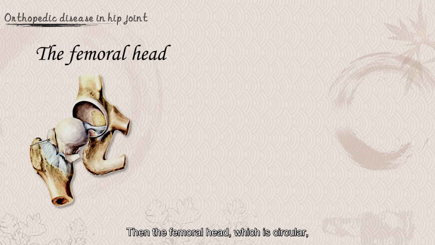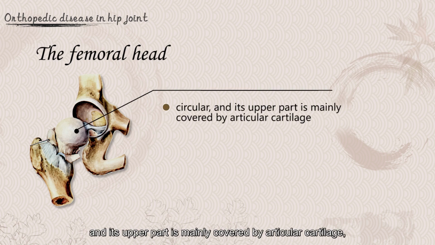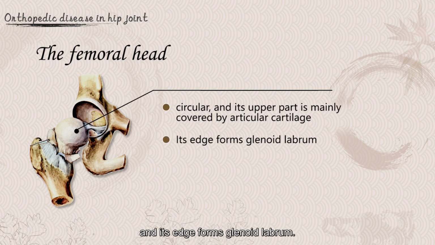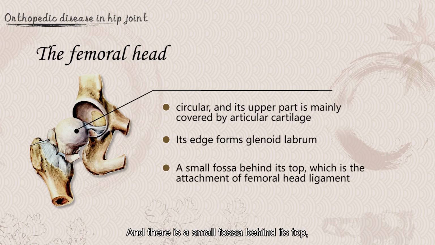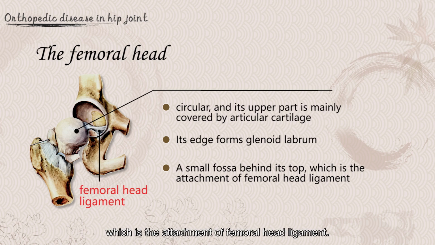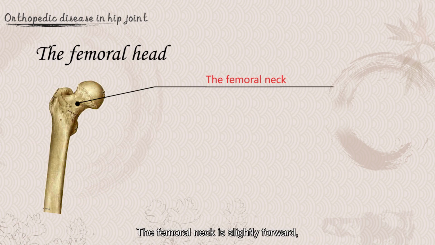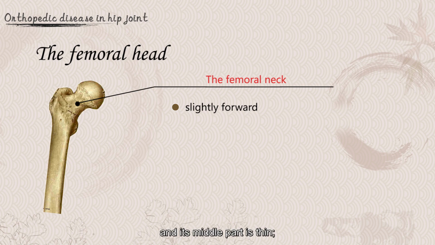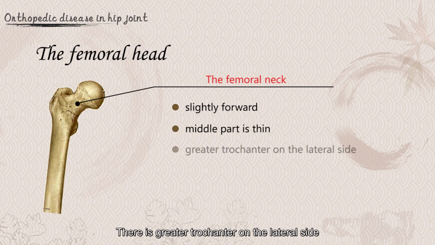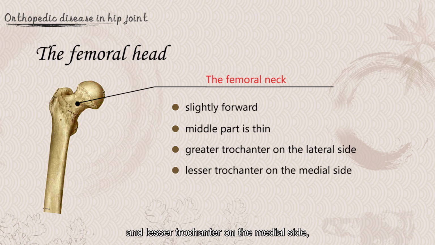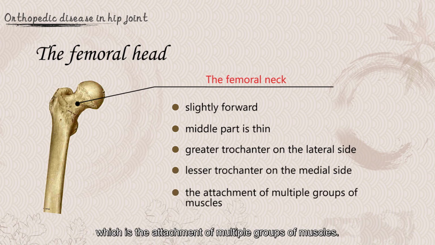Then the femoral head, which is circular, and its upper part is mainly covered by articular cartilage, and its edge forms the glenoid labrum. And there is a small fossa behind its top, which is the attachment of the femoral head ligament. The femoral neck is slightly forward, and its middle part is thin. There is a greater trochanter on the lateral side and a lesser trochanter on the medial side, which are the attachment of multiple groups of muscles.